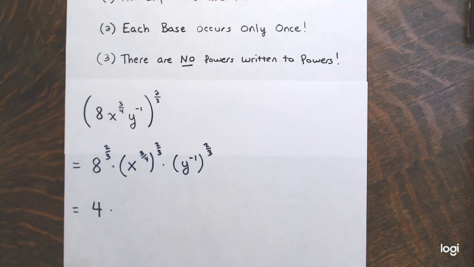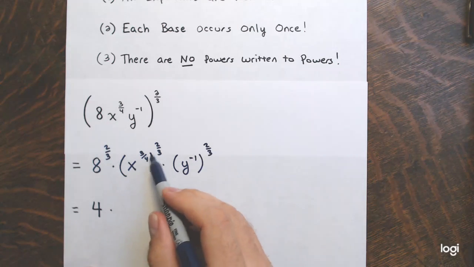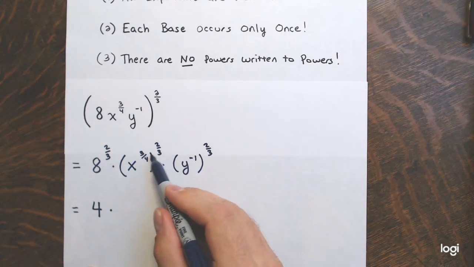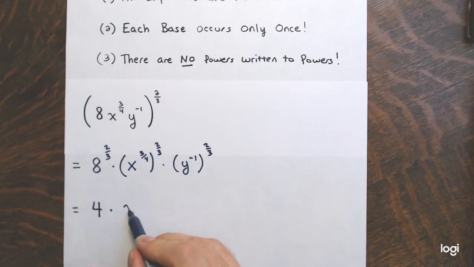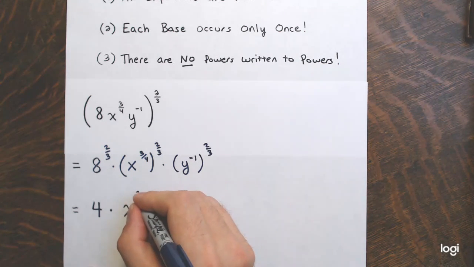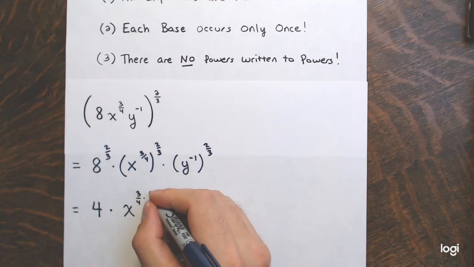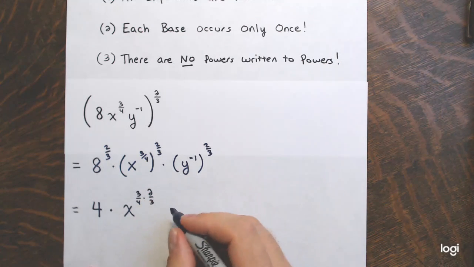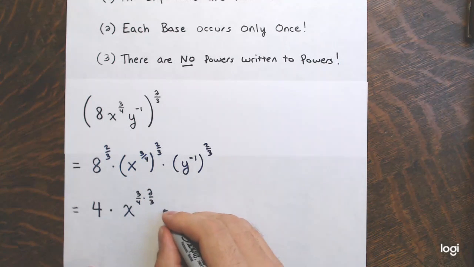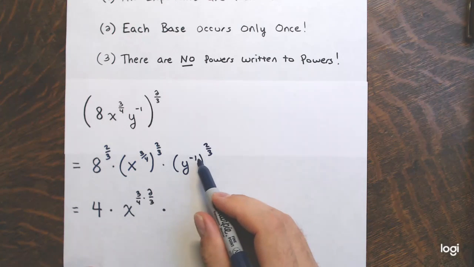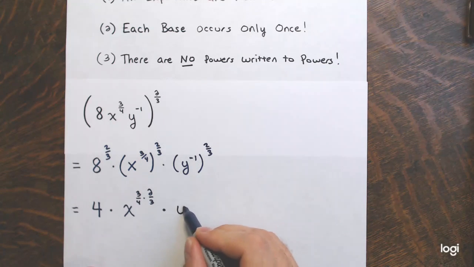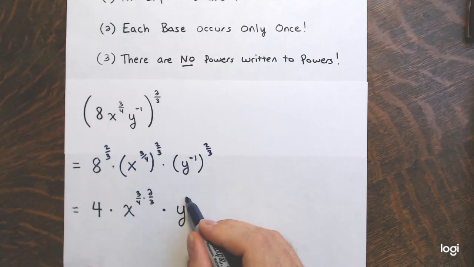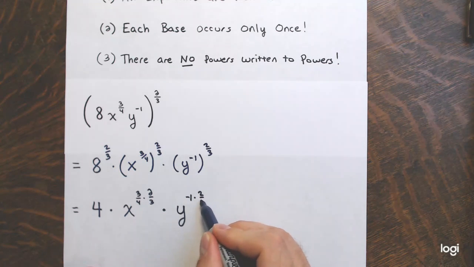So I've got 4 times, and then here, power to a power, that property. I'd have that base of x to the 3/4 times 2/3 power. We'll simplify that in a second. Times, and then again, power to a power, I multiply those exponents, keep the base of y, and then raise to the -1 times 2/3.